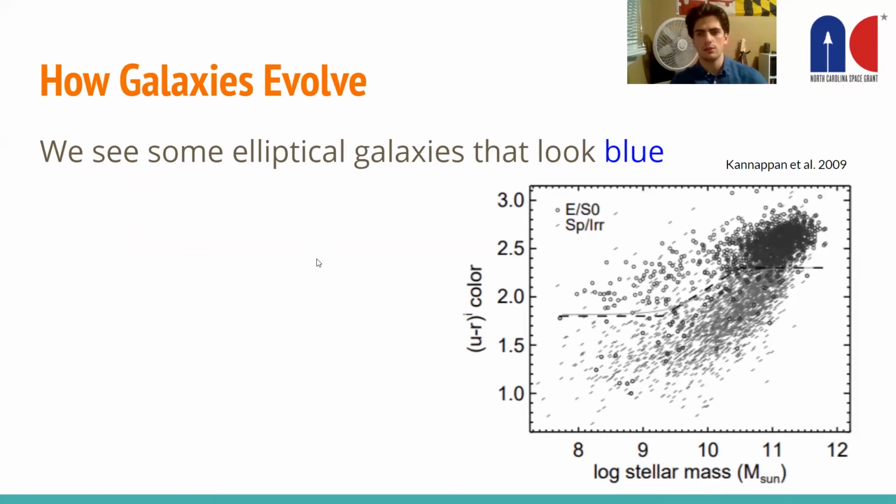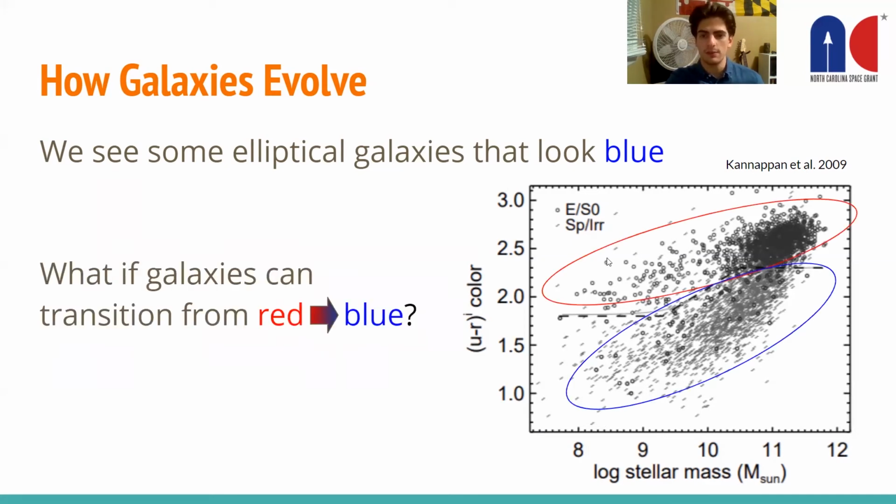One clue that might lead us to where we want to go next is that some elliptical galaxies actually look blue. If you look at this plot here, we have circles as elliptical galaxies and dashes as spiral galaxies. As you go to the right, you have more stars, and as you go up, the galaxies look more red. So broadly speaking, you have this red sequence and this blue sequence. But if you look under this dashed line that divides the two, you can see that there are some circles here. So if we have some sort of mechanism that lets us transition from a red galaxy to a blue galaxy, this might solve our problem.